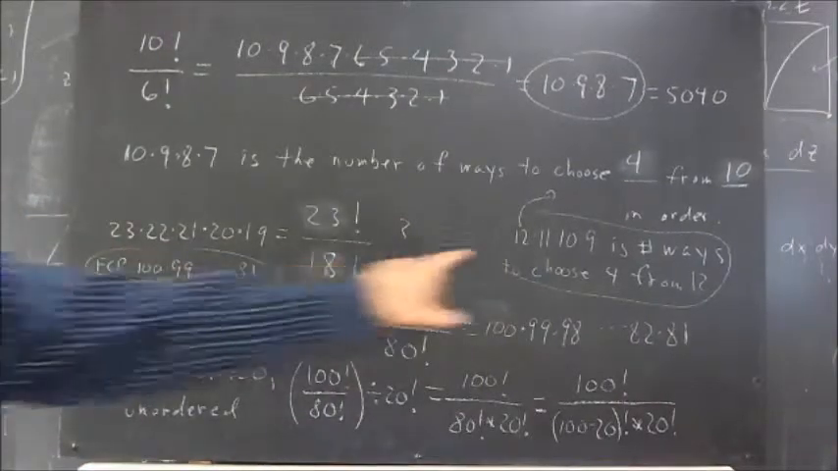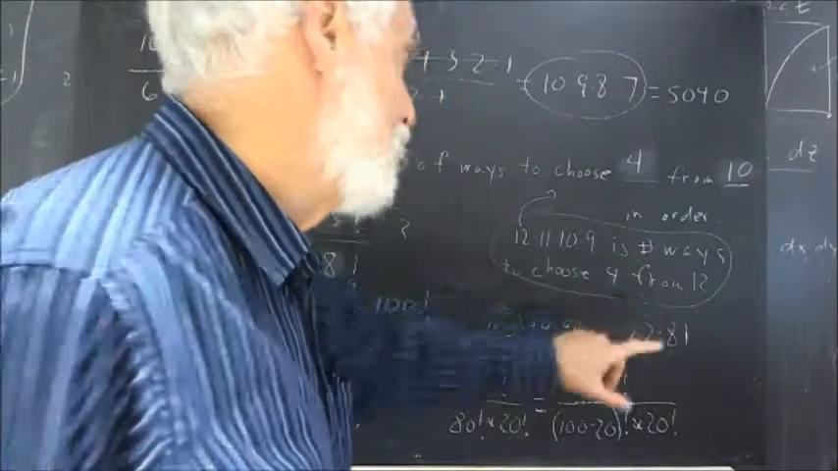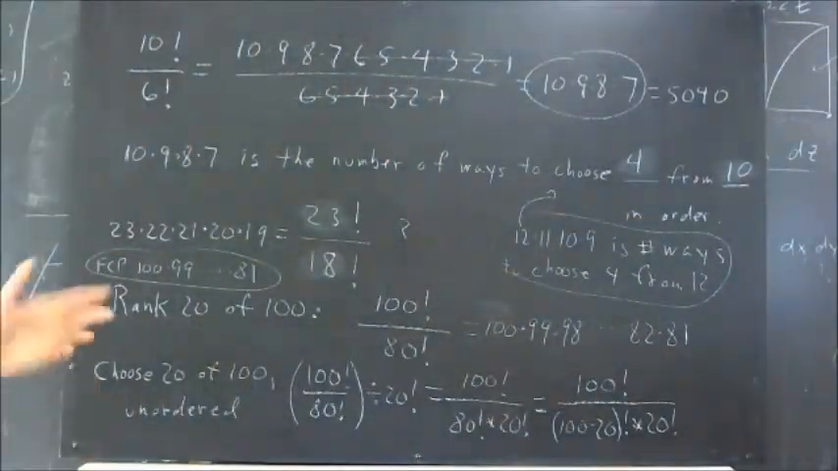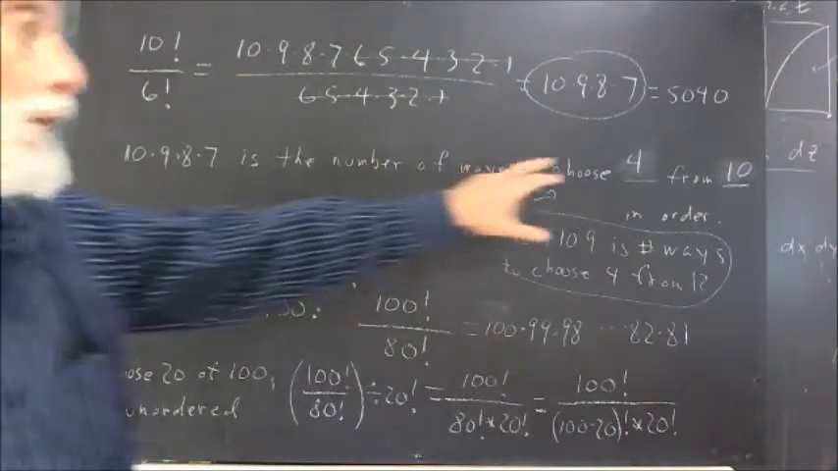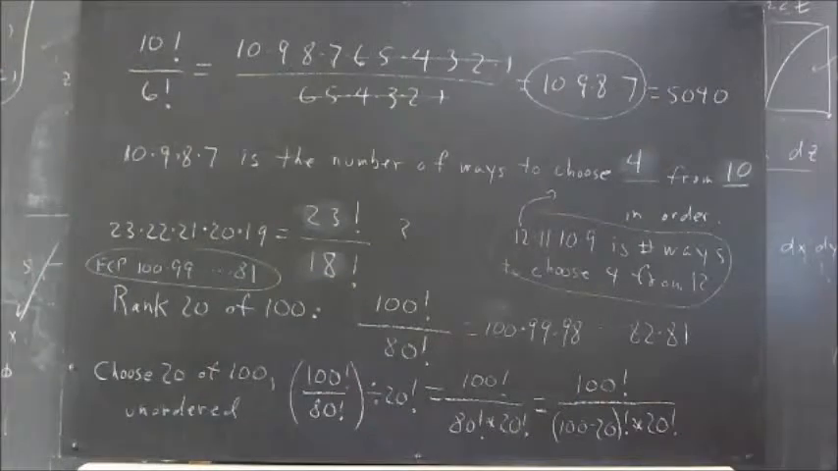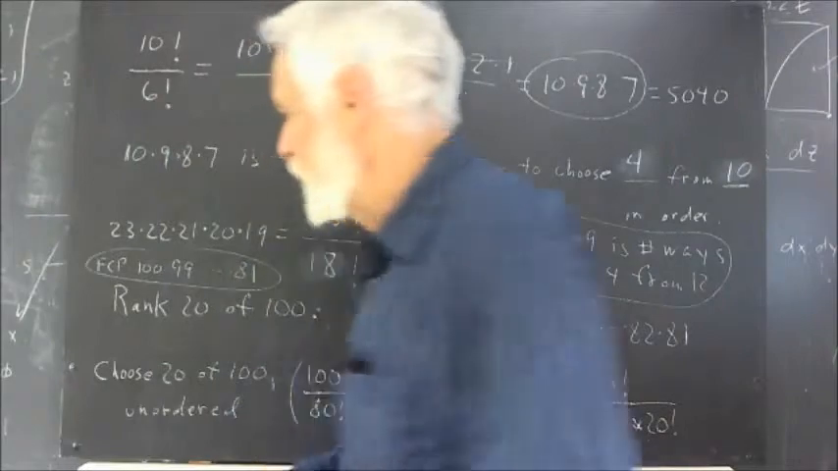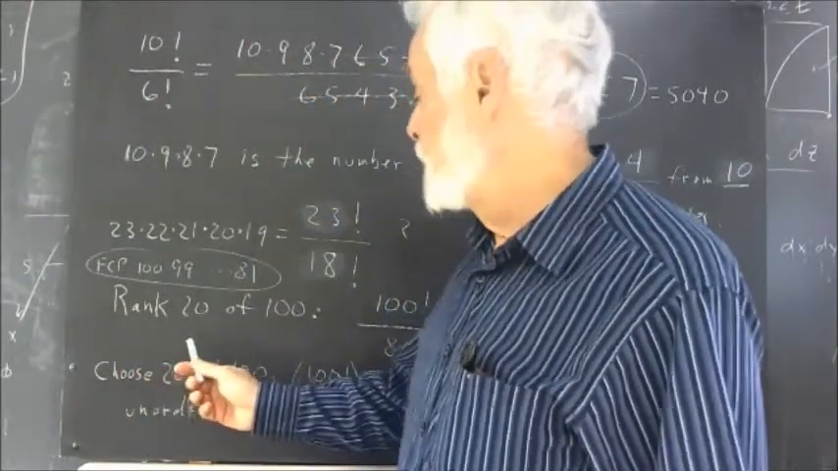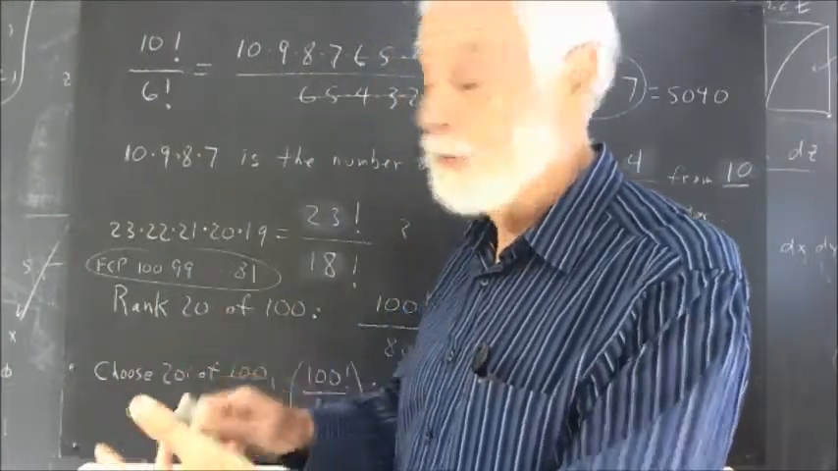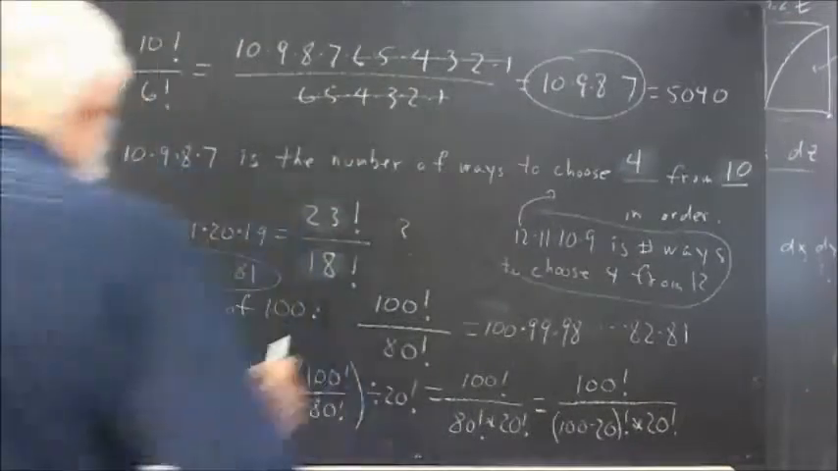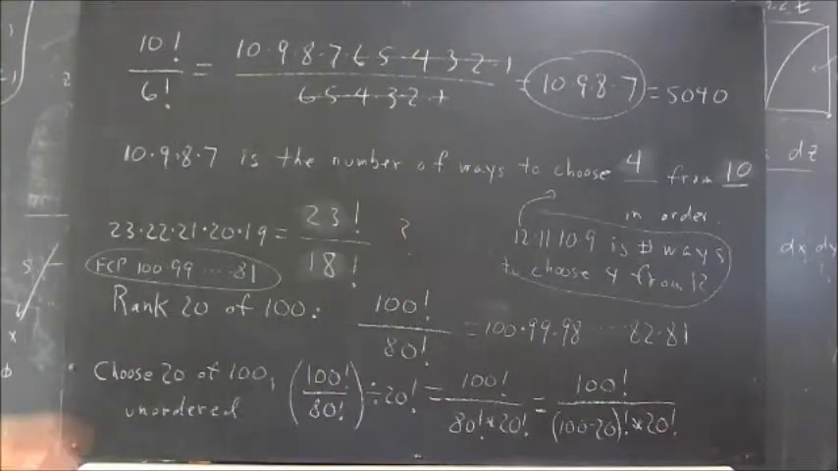In the same way that this represents what it does and what you know it does from previous clips, and in the same way that 10 times 9 times 8 times 7 is the number of ways of choosing 4 from 10 in order. Now, let's say that we want to rank 20 people out of 100. And by ranking, I mean who's number 1, who's number 2, who's number 3, etc. So how do we do that? Think that through before you look at what I did. Okay, if we rank 20 out of the 100 people, how many possible rankings are there?